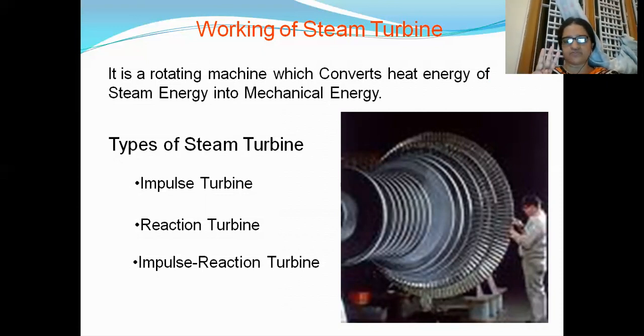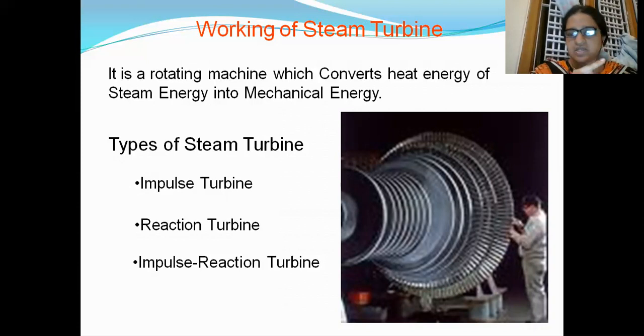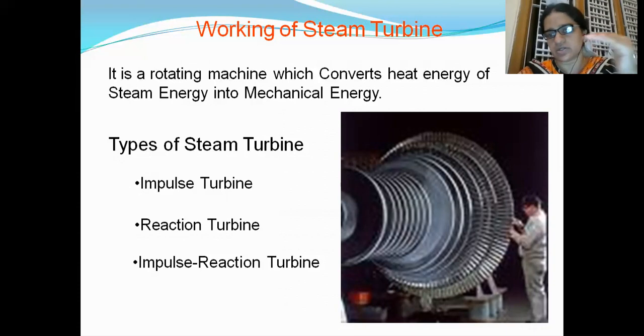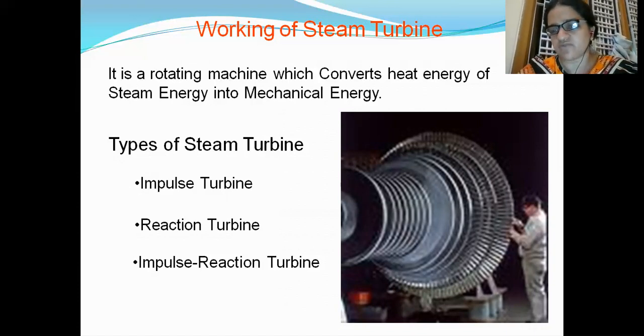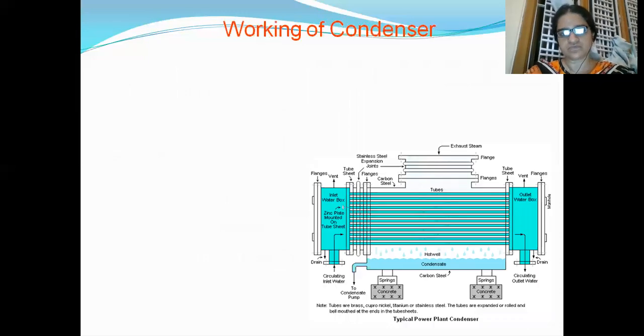Again, there are three types of steam turbines. The first is the impulse turbine, the second is the reaction turbine, the third is the impulse reaction turbine. I have already told previously, based on the way in which the steam enters the steam turbine: axial flow, radial flow, axial radial flow, mixed flow. Based on these types, turbines are classified as impulse turbine, reaction turbine, and impulse reaction turbine.